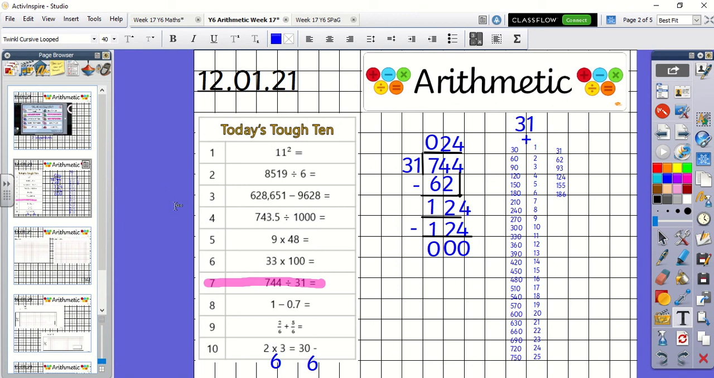So have a happy Tuesday arithmetic lesson. Remember, you don't have to watch all of this video at once. You can pause this now once you finish listening to it on Tuesday, and then come back to it tomorrow for your Wednesday's lesson.